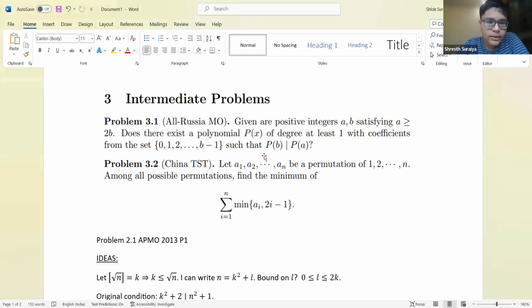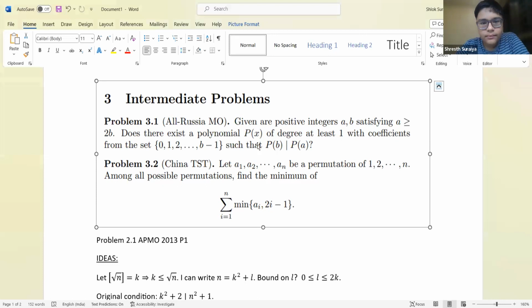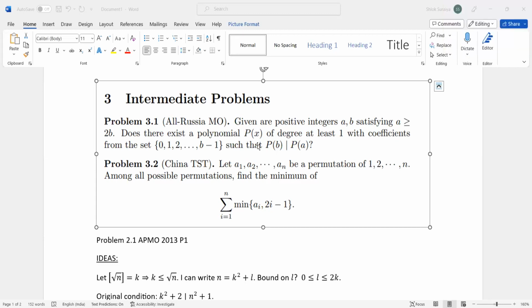For example, here in 3.1, the coefficients are similar to the remainders that you get when you divide by b, the simple remainders when we divide in the Euclidean algorithm. They are similar to that, and they're also similar to the base systems of B, right? So you can think about it like that.